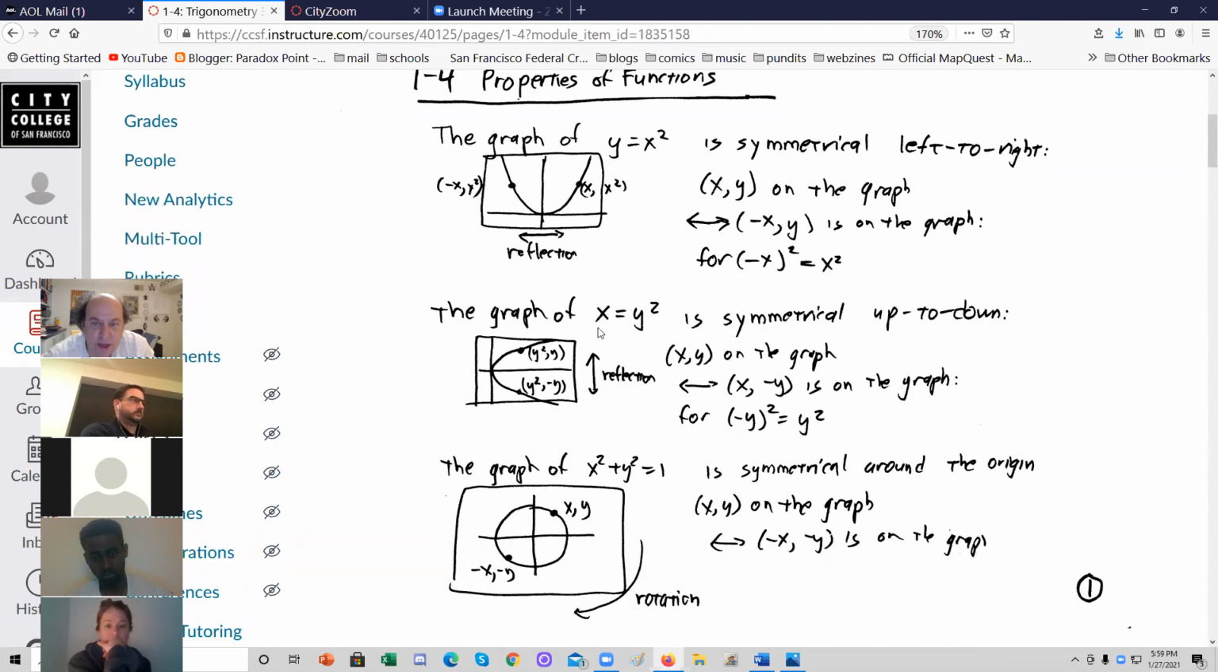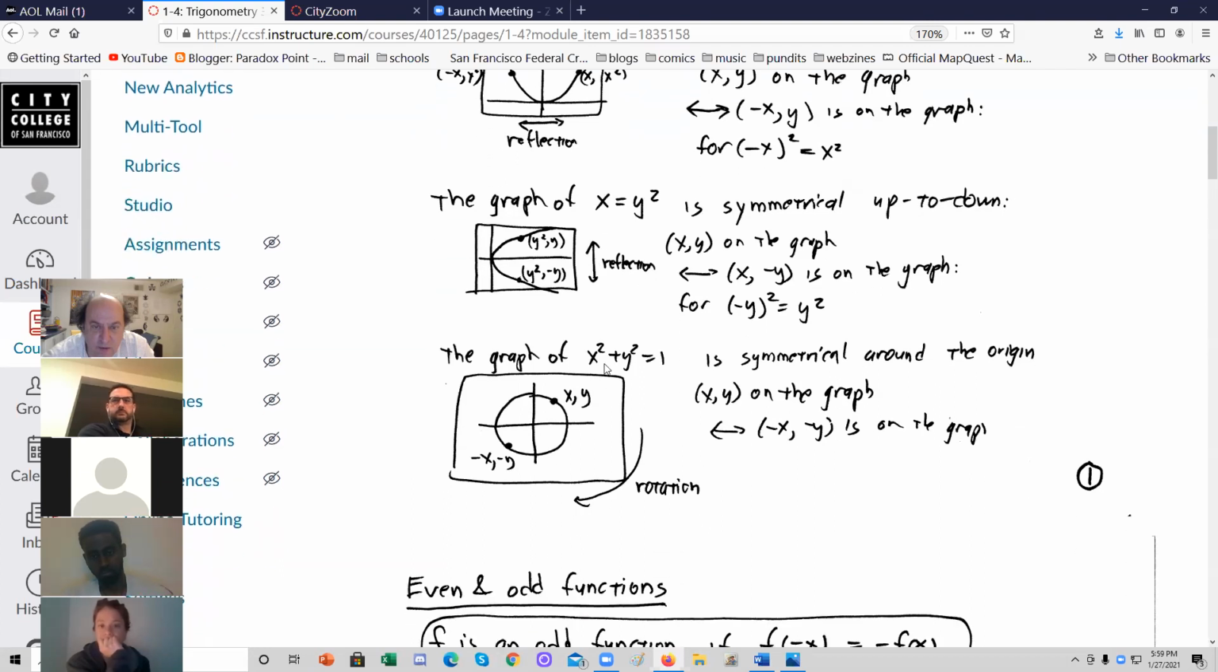Here's a graph of x equals y squared. It's a sideways parabola, and it's symmetrical up or down. If (y squared, y) is on the graph, then (y squared, negative y) is also on the graph. So it's symmetrical when you flip through the x-axis.